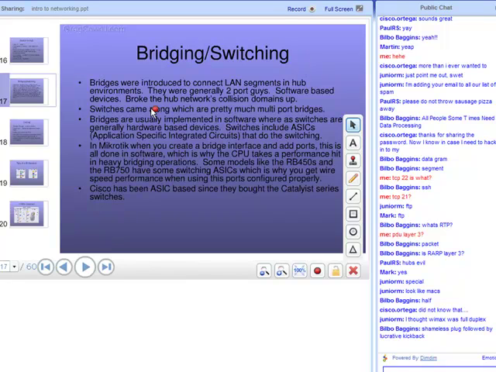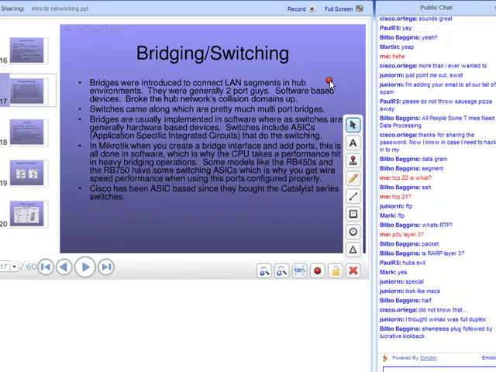Bridges were introduced to connect two segments in a hub environment. Yeah, I mean, the idea is you have this huge hub environment where you've just got crap flying everywhere. You've got collisions like mad. So what do you do? You put a bridge right in the middle, and then it cuts your collision domain in half. Think, if you have 400 machines on the same collision domain, you cut that down to 200. Your speed boost is going to be noticeable. It's going to be remarkable.